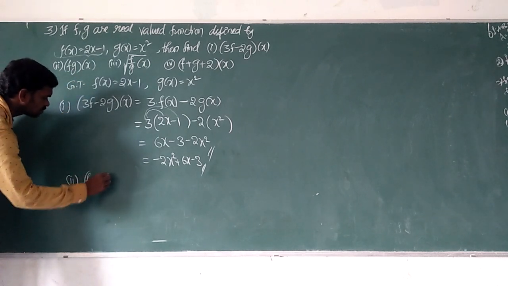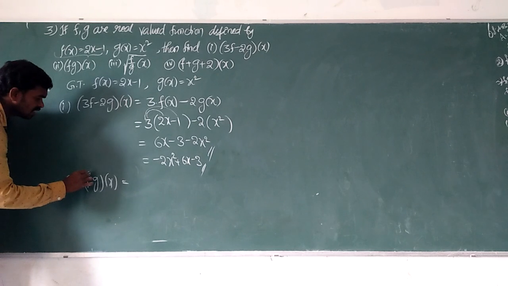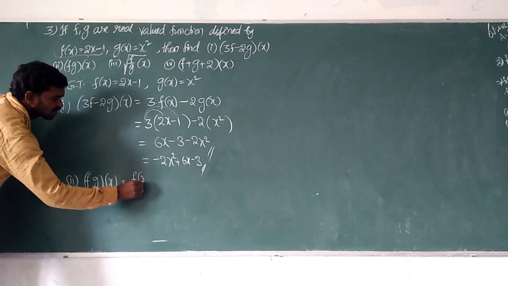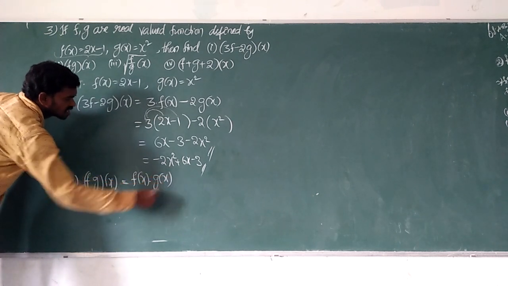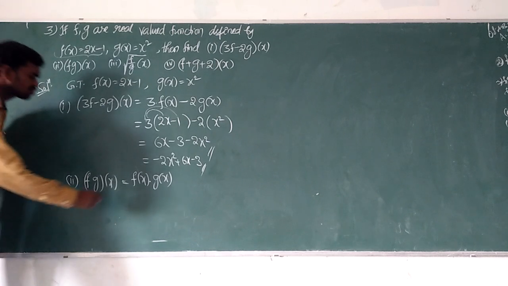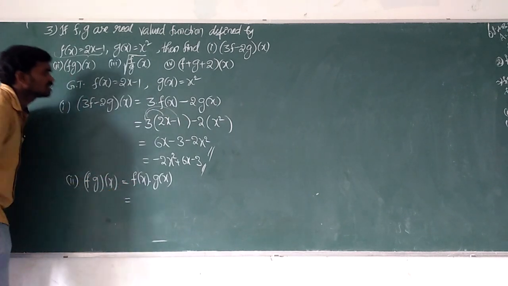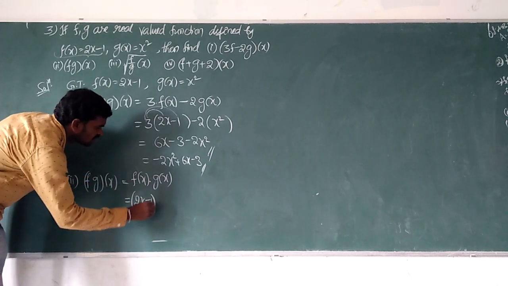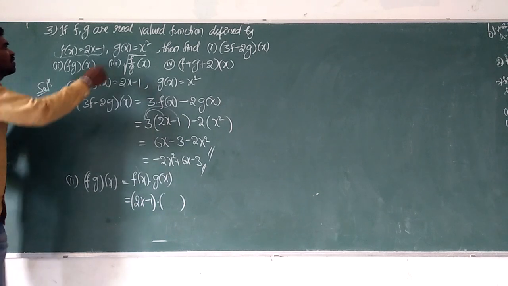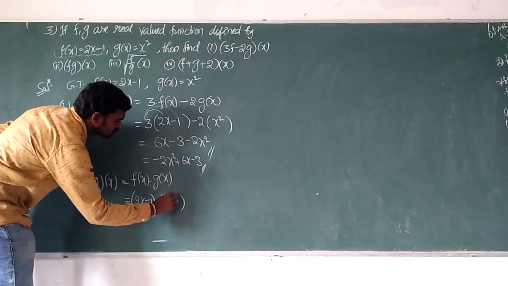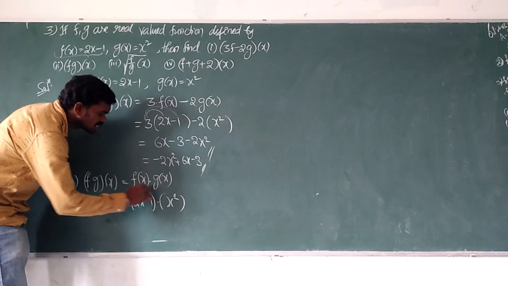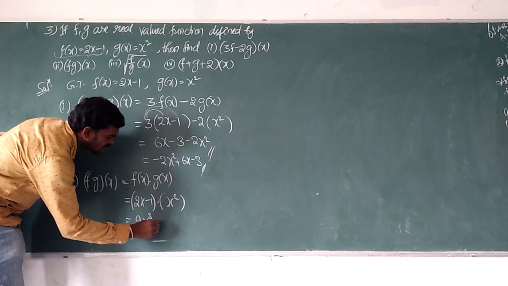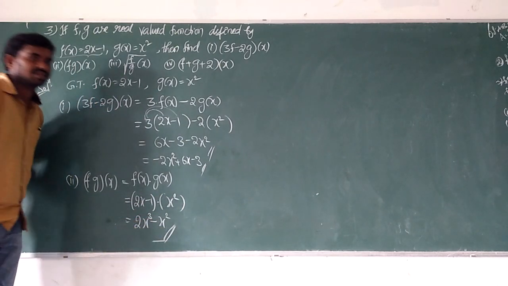So f g of x can be written as f of x into g of x. In functions we can write like this. So this is equal. What is f of x? F of x means what? Yes, 2x minus 1. 2x minus 1 into g of x. G of x means what? X square. That's it. Then multiply 2x into x square, 2x cube. Next minus 1 into x square, minus x square. This is the answer.